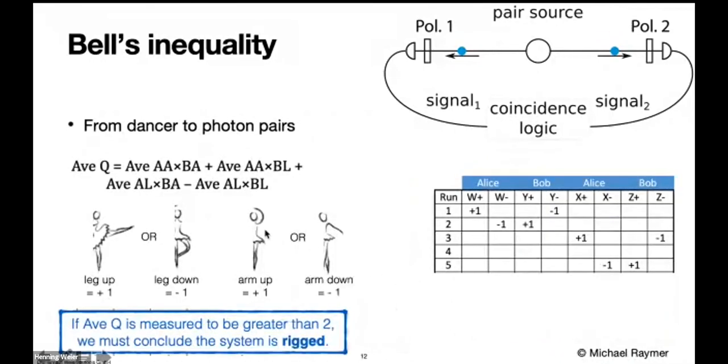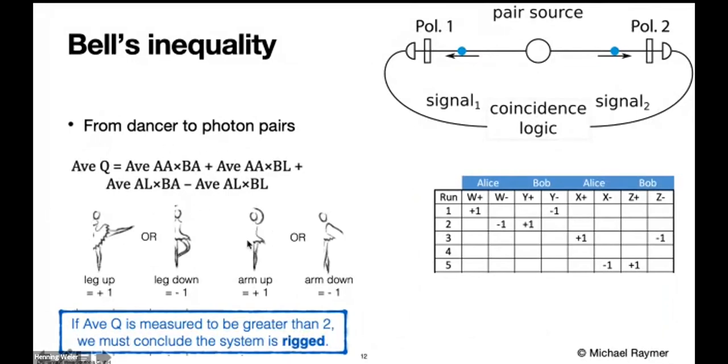And then Professor Raymer had introduced this dancer idea, which I found very interesting. So there we always have one dancer that Bob is looking at, and we can have leg up, leg down, or arm up, arm down, and Alice is also looking at the second dancer, and there she has the same possibilities, or let's say measurement outcomes.